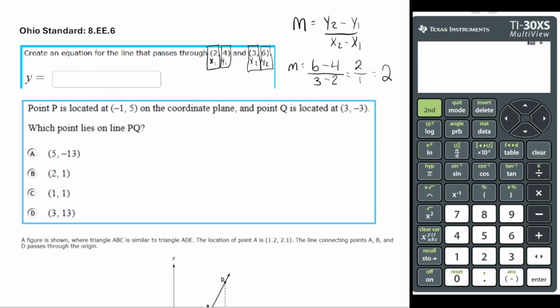And remember that when you work with linear equations, you want to work with y equals mx plus b, where m represents your slope and b represents your y-intercept. Okay, so we know that with our slope of 2, our equation is going to start with 2x. So now we need to think about what slope actually means, right? It's how you move from point to point on a graph.